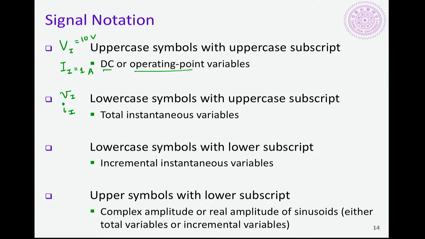The second case, it means the total instantaneous variable, so that could include a DC plus an AC term. Okay, so usually it's a DC plus an AC term. Okay, so for example, that would be 10 plus a cosine.